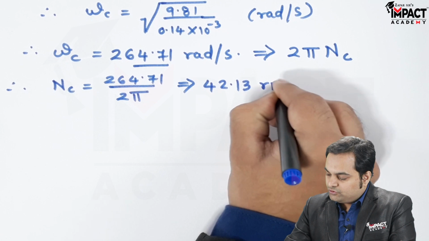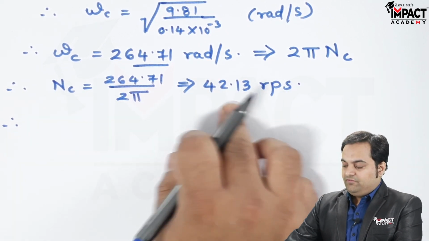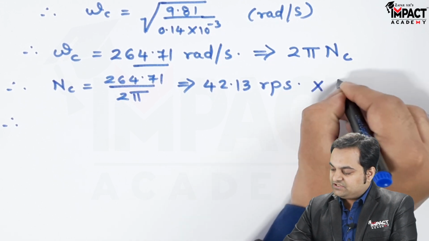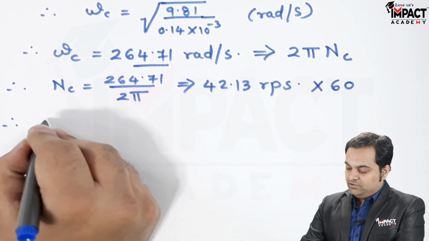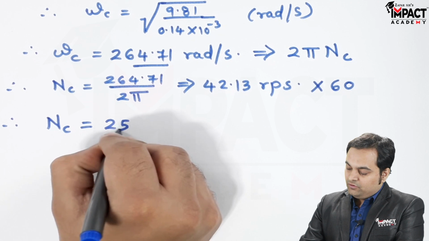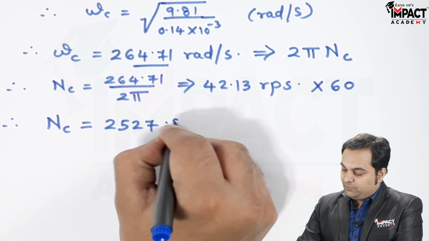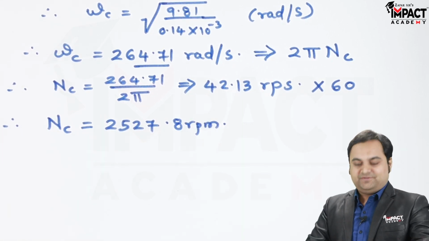42.13 revolutions per second. Now therefore once we have revolution per second, we can multiply it with 60 to get the speed in terms of RPM. So when I multiply it, I'll get the critical speed in terms of RPM, and my answer is 2527.8 RPM. So that's the first answer.